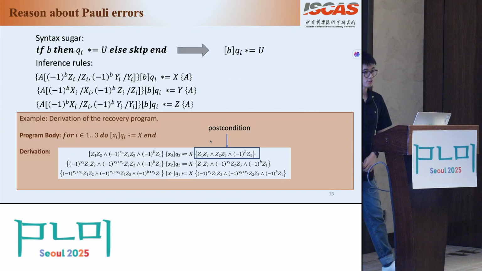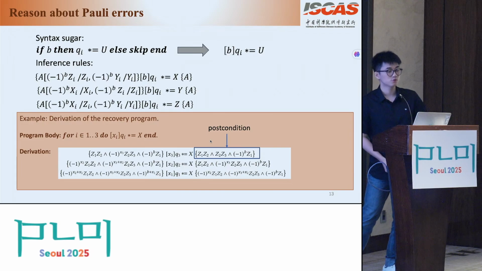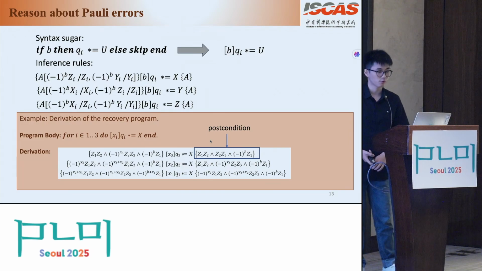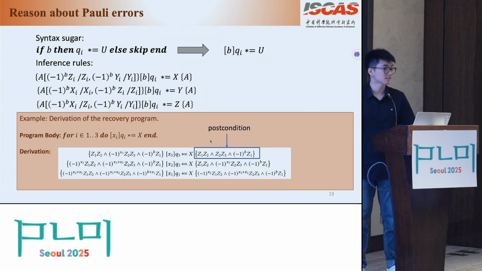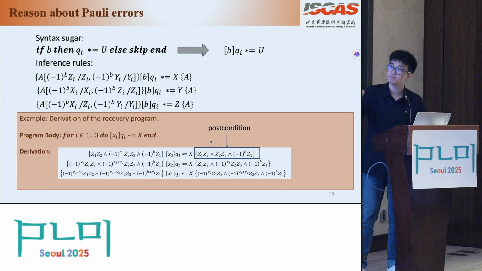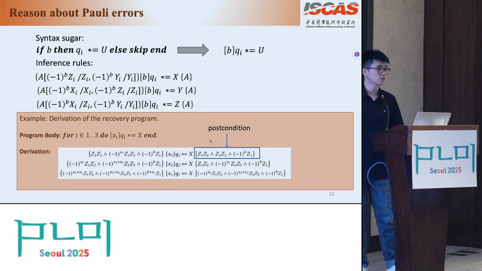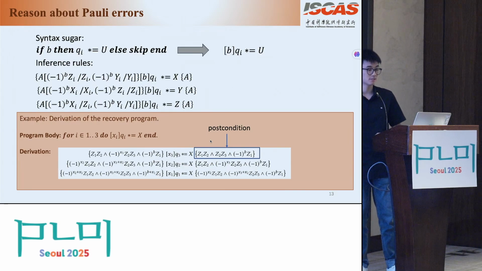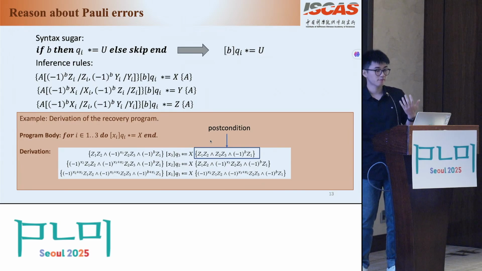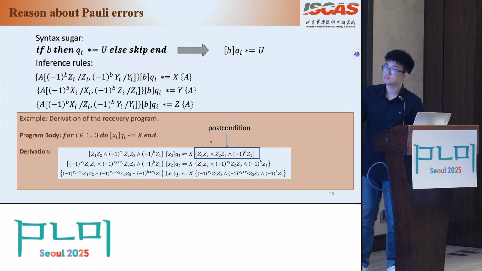Okay, to further reason about QEC programs, we need to model possible errors occurring in the program. Therefore, we introduce a syntax sugar to replace the condition rule: if B, then U operates on Qi, else skip. The advantage of using this syntax sugar is that we can greatly simplify the if rule in the case of Pauli operators. The inference rule for this syntax sugar is presented as follows.